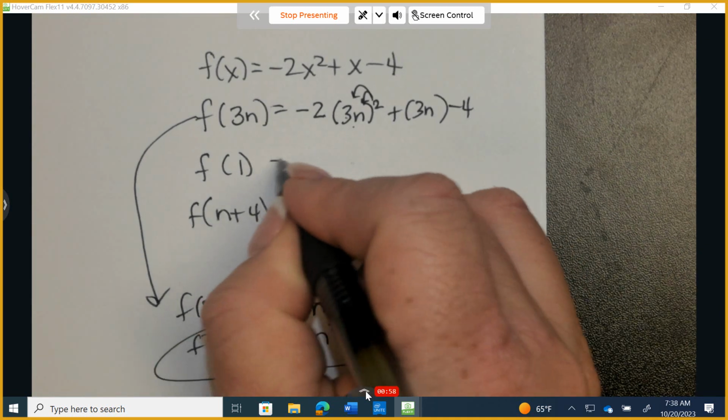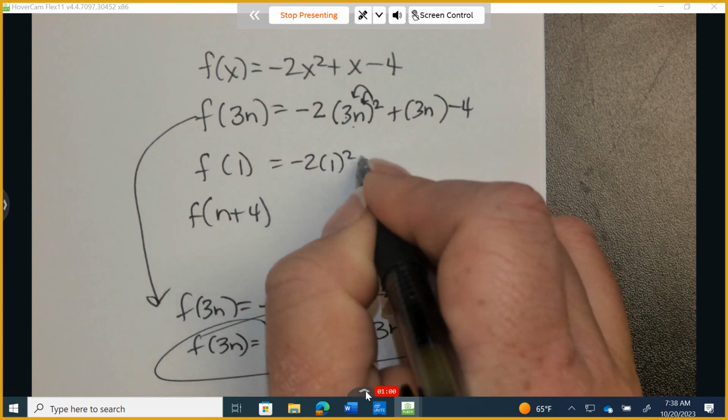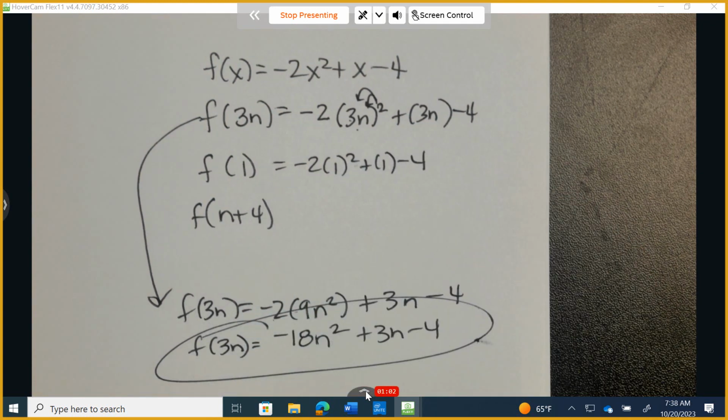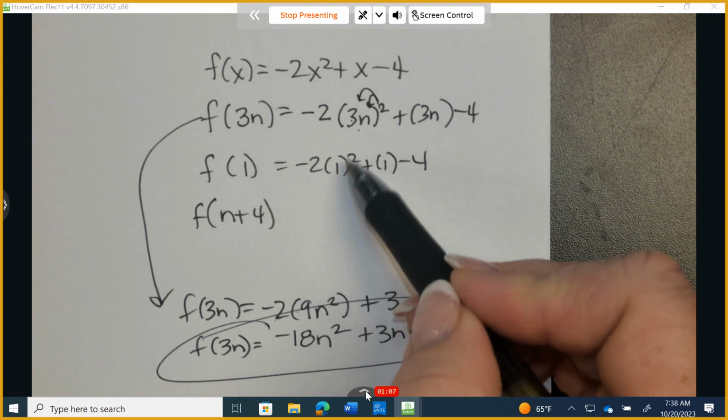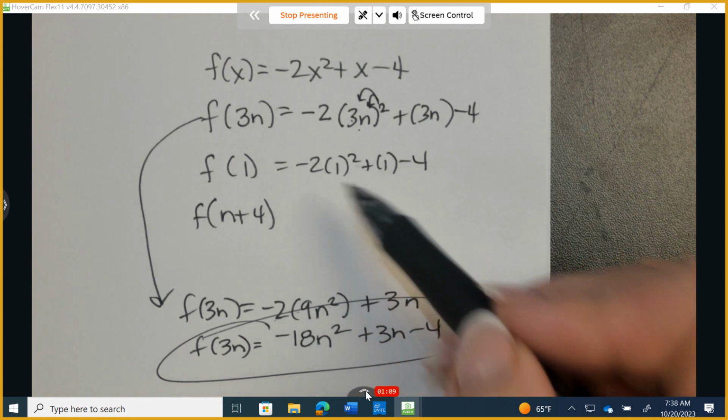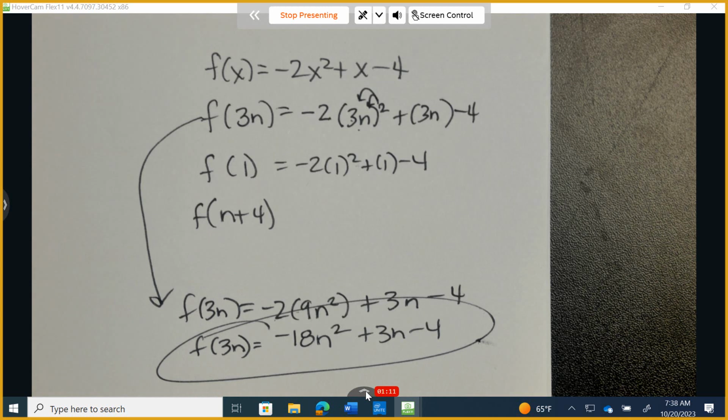For f of 1, that's the simplest of it. So I have 1 squared plus 1 minus 4. There was confusion in the past. Do I multiply first and then take the exponent, or do I do the exponent first?